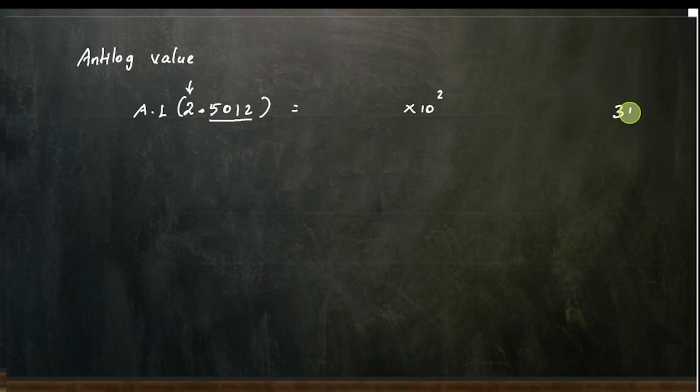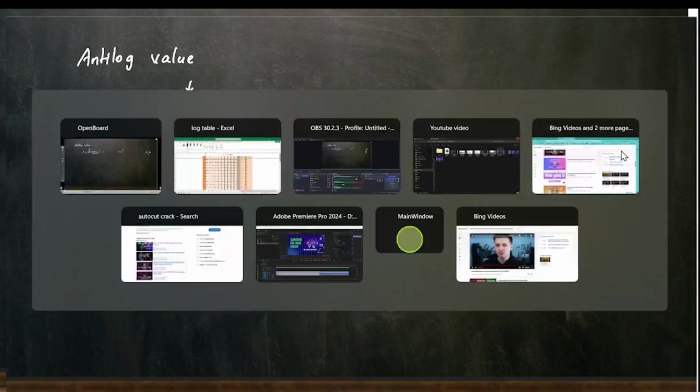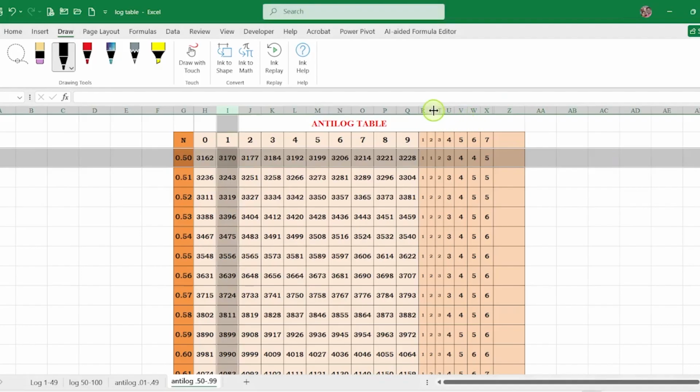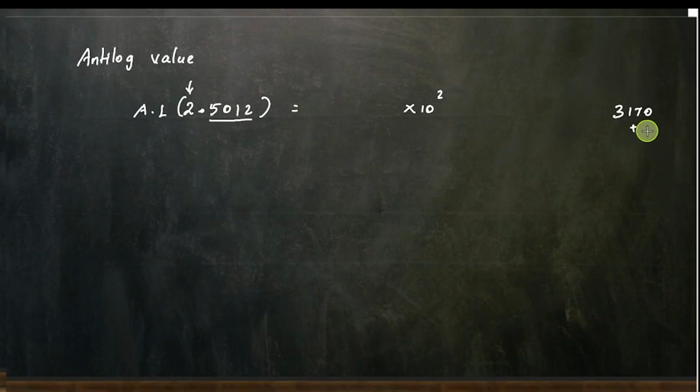Let me write 3170. To this I am going to add the mean difference value of 2. Under the mean difference column, the number is 1. So let me add 1 to that. So I will be having 3171. So you write it in scientific notation form. You have to write 3.171. Understood? It is very easy. So let me show you one more example.